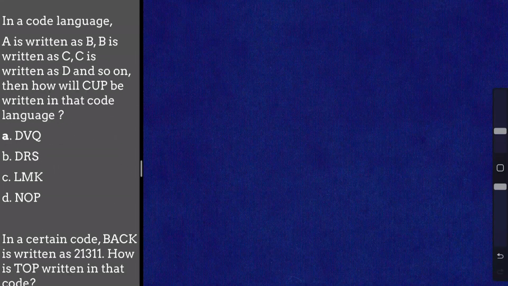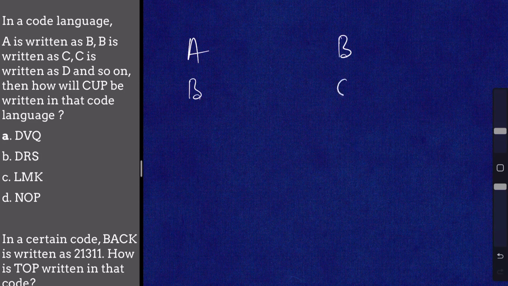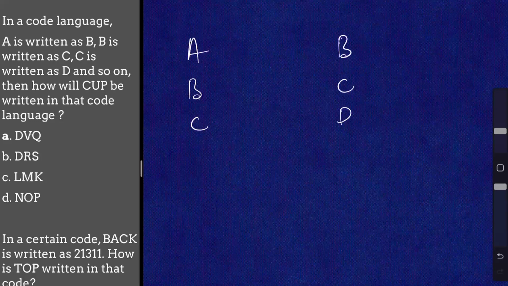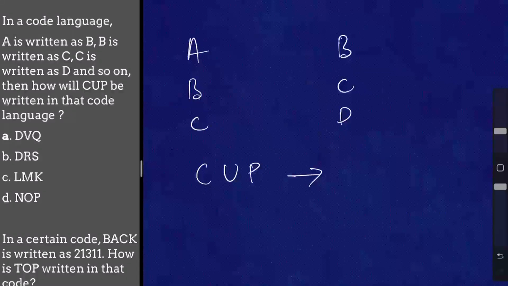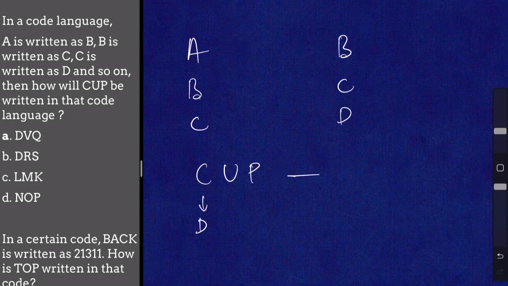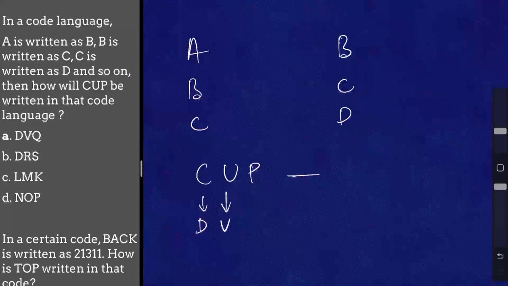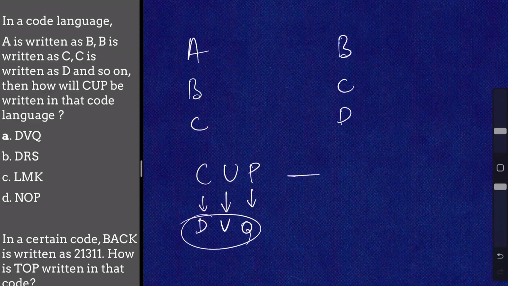In a code language, A is written as B. A becomes B, B becomes C, C becomes D, and so on and so forth. Then how will CUP be written in that code? The thing which we need to identify is CUP. For that, what would be the code? It's very simple. The subsequent letters. C becomes D, U becomes V, P becomes Q. So the answer in this case would be DVQ, the subsequent letters of the given word.